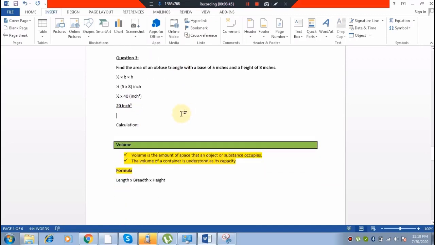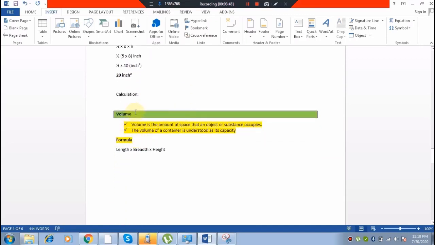Simple and straightforward, right? Another important aspect that will be discussed in module 10 is calculating volume. In simpler terms, what does the term volume mean? Volume is the amount of space that an object or substance occupies. For the volume of a container, we talk of capacity. That's the important thing. What is the formula for volume? It is length times breadth times height.